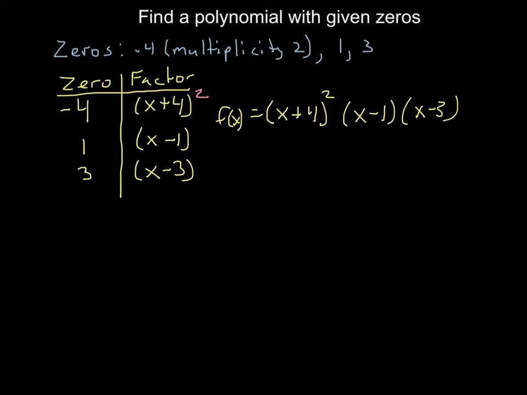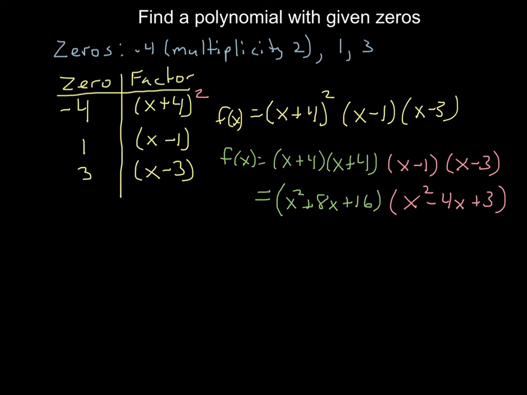So pause the video. I want you to go first multiply out the x plus 4 squared, and the next thing I'd like you to do is multiply out the x minus 1 times x minus 3. See what you get. So pause the video, do that, and when you come back, we'll have that answer there, and then we'll talk about how we finish up that problem.